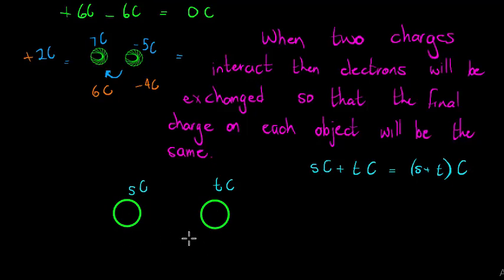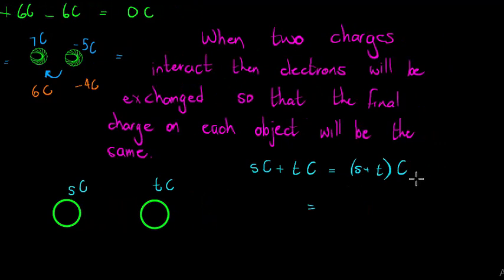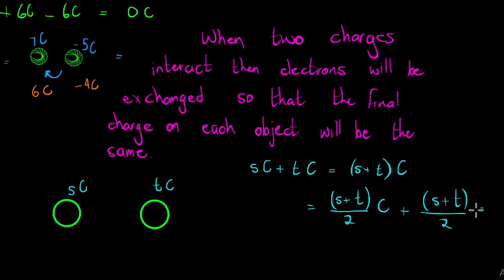And now, that's the whole system. After they've connected, each of them must have the same charge, which means afterwards each of them will have half the charge of the whole system. So one will have a charge of half of the sum of these two, and the other one will also have half of the sum of those two, because they must have the same charge, and yet the charge of the system must still be the same.